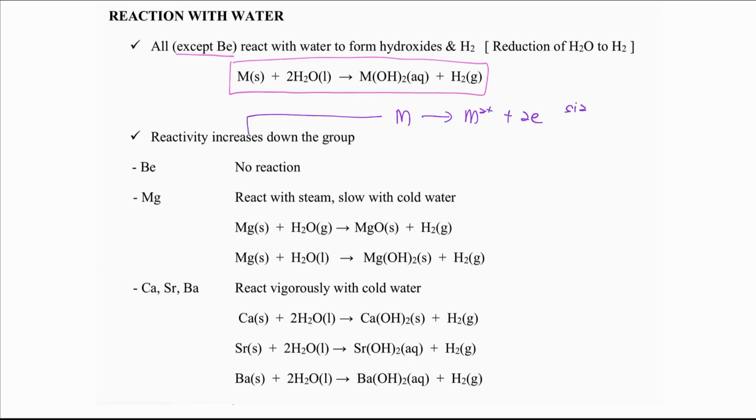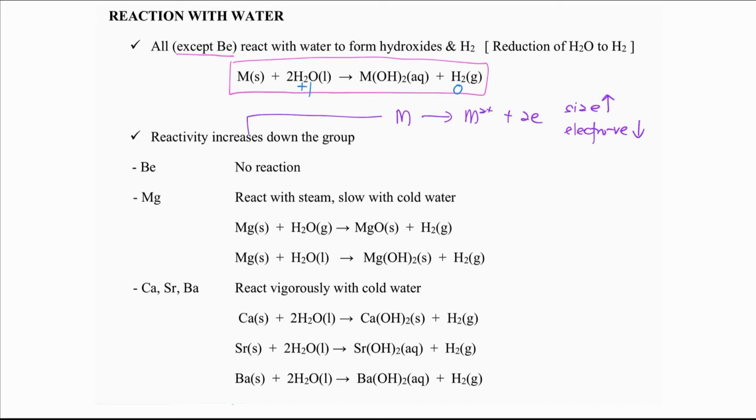Since down the group size increases and electronegativity decreases, they are getting easier to ionize into group 2 metal ions with 2 plus. At the same time, we could actually see water undergo reduction. First of all, beryllium has no reaction with water, and magnesium reacts with steam, and also slowly with cold water.